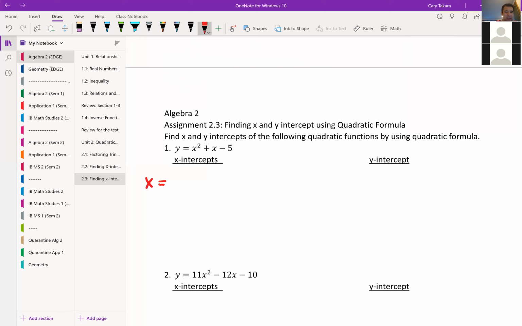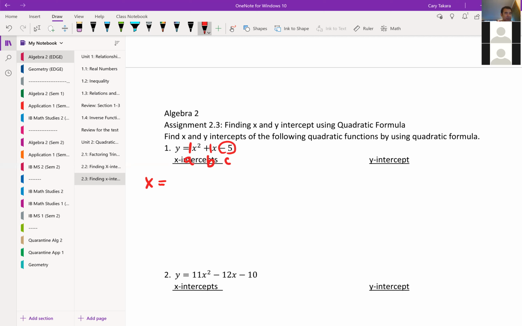What's A? A is 1. And what is B, guys? Again, A, B, and C are all numbers. Okay, no x's in it. B is also 1 as well. Please remember that it's a very easy mistake to make. And then C is -5.